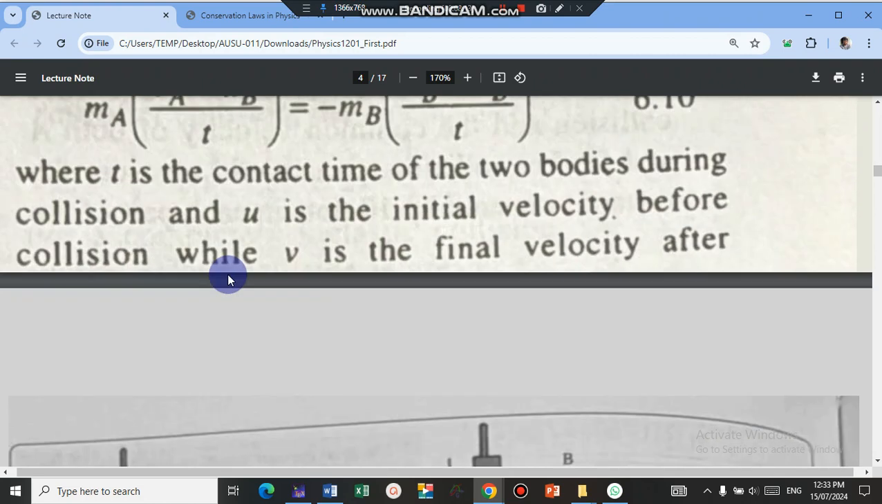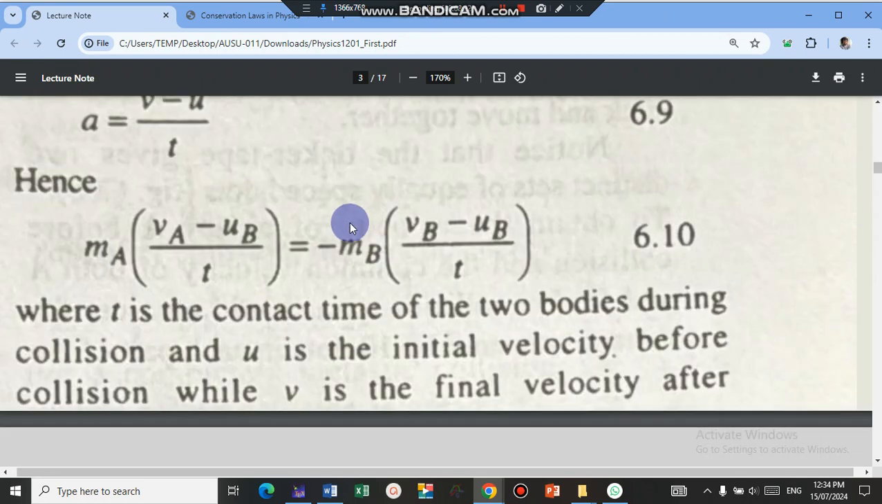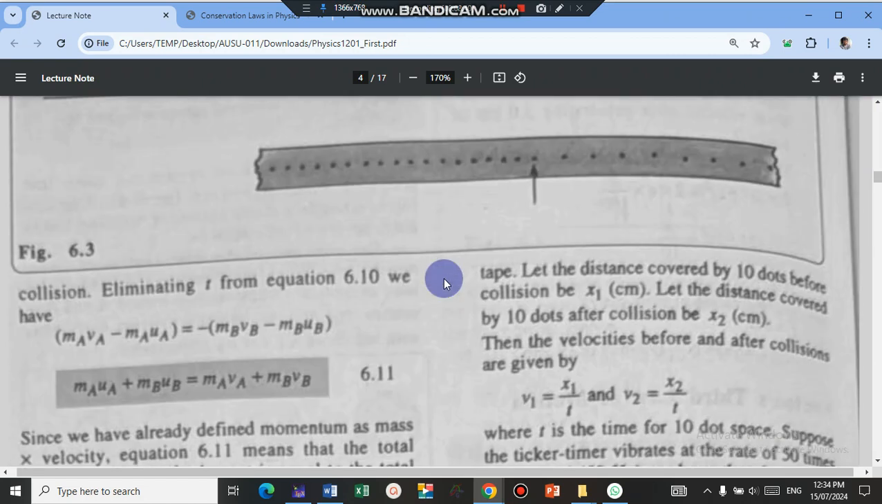Now, the next thing is eliminating t from equation 6.10. How? If I want to eliminate t, you see I have the t in the denominator here, I can multiply both sides by t, and the t cancels. Now it means on the left hand side I have m sub A into this, on the right hand side I have negative m sub B into this, so this is what I will have.